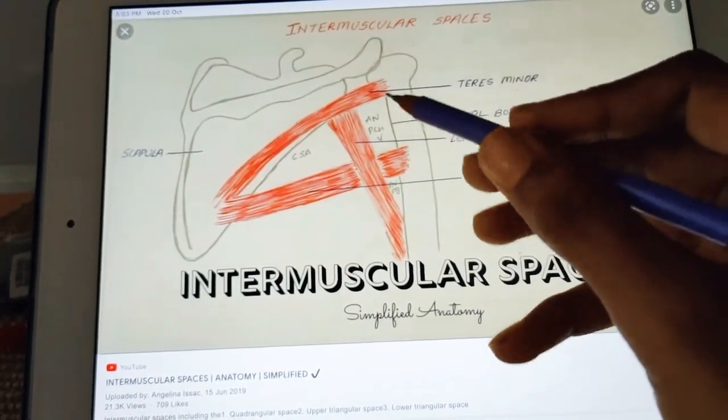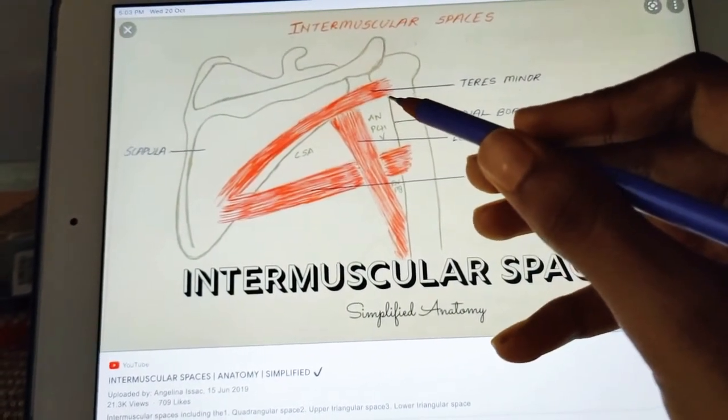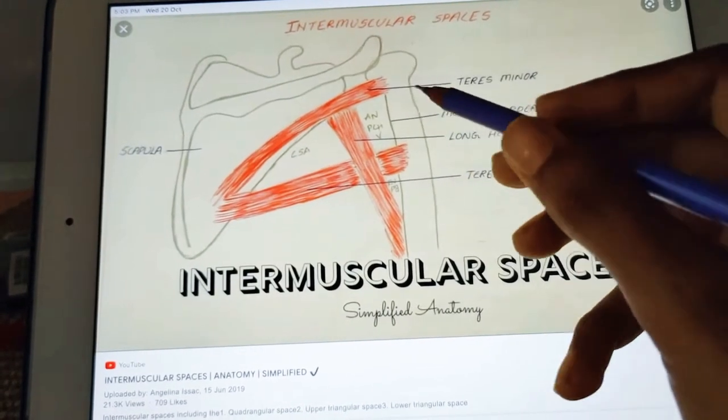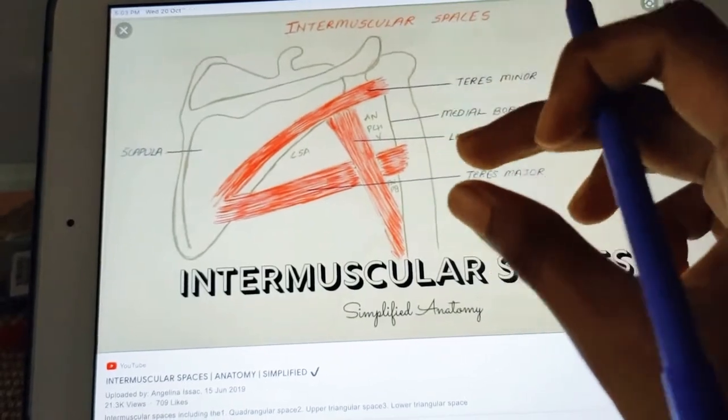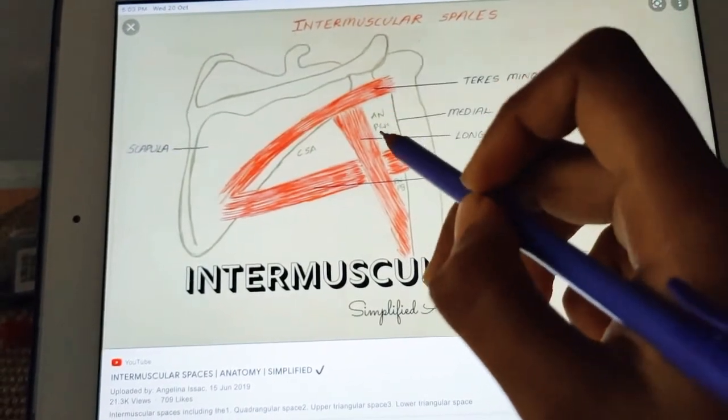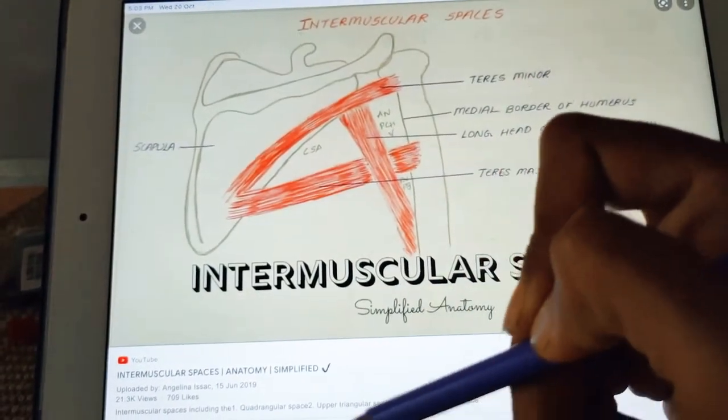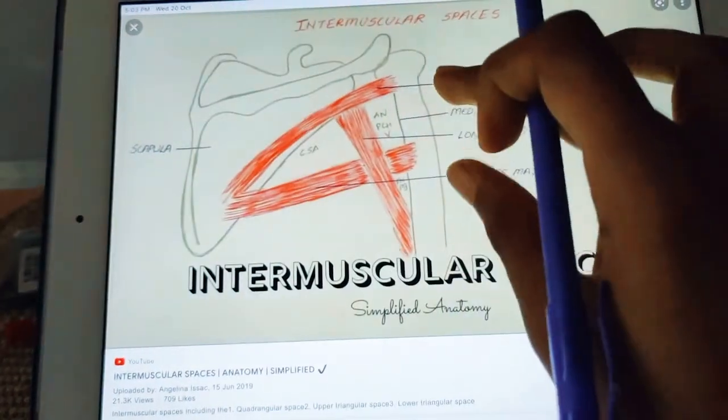And laterally you will see the surgical neck of the humerus. So these are the boundaries of the quadrangular space. Next we'll see what the contents of this quadrangular space are.